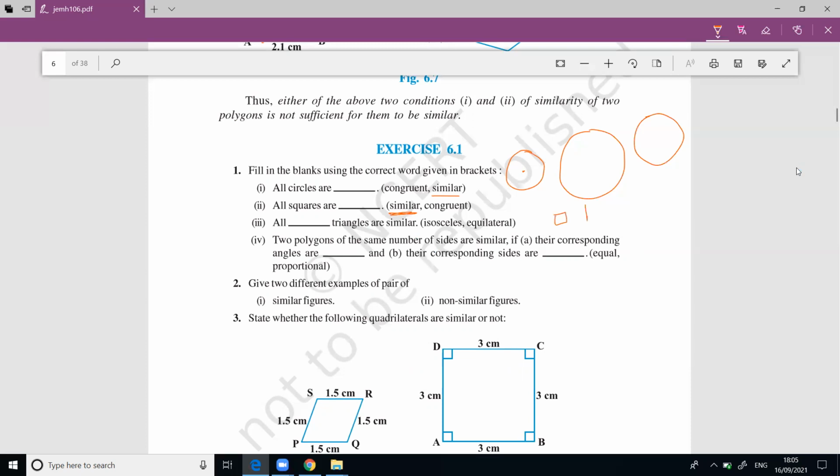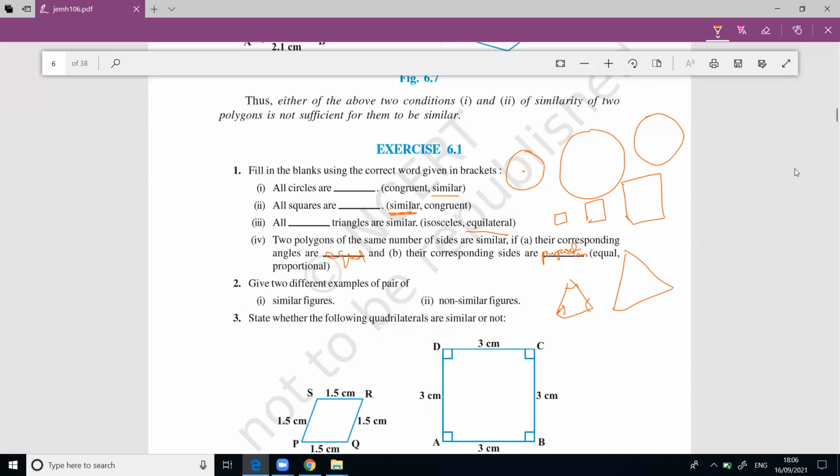This is a square. This is also a square. This is also a square. Is it clear? So they are identical in shape. So that is a condition for similarity. Is it clear? Similarly, all equilateral triangles are similar, because equilateral triangles of different size will be similar, because their corresponding angles will be equal and their corresponding sides will be in proportion. Is it clear? Now, two polygons of the same number of sides are similar if their corresponding angles are equal and their corresponding sides are proportional.